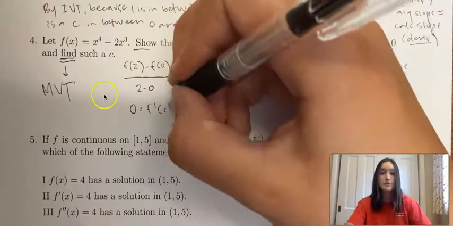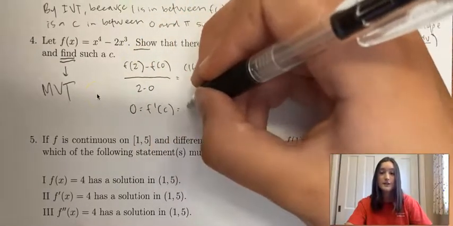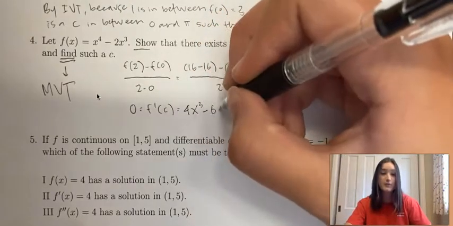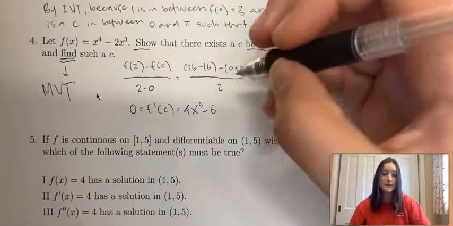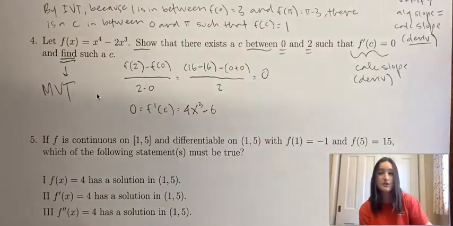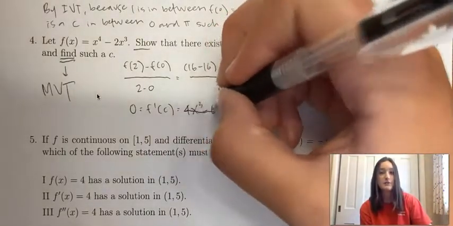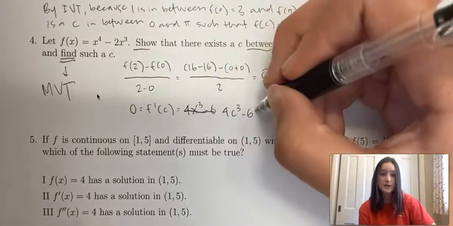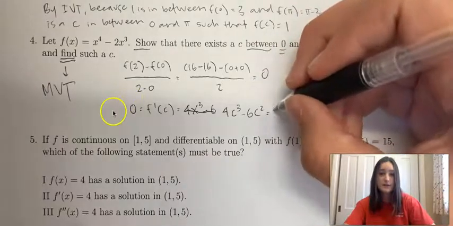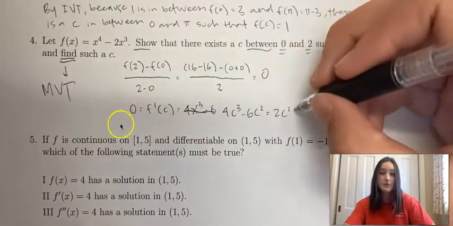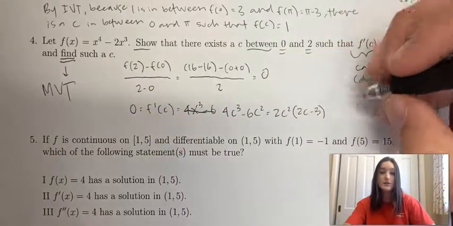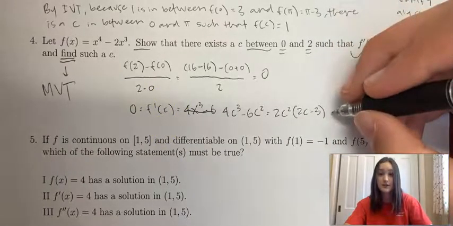It says f prime of c equals 0. And since those numbers match up, we know that we can prove with MVT that there exists a c in between those x values such that f prime of c equals 0. So what I'm doing here is setting that algebra slope 0 equal to the calculus slope. And at this point, I'm trying to actually find the c.